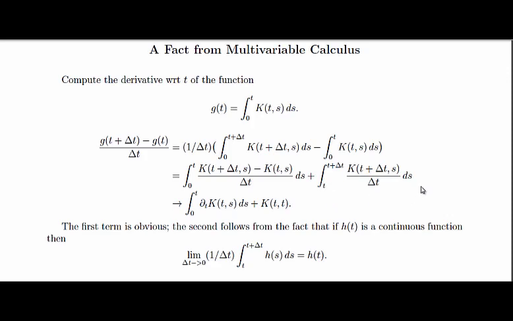The first term is obvious. And the second term is really obvious as well. It follows from the fact that if h is a continuous function, then the limit as delta t tends to 0 of this expression is, of course, just h of t. It's basically just the fundamental theorem of calculus. So if you apply that here, then the result as delta t tends to 0 is just what you get by putting s equal t, and that's where the ktt comes from. So let's go back and use this fact in the computation that we were working on.